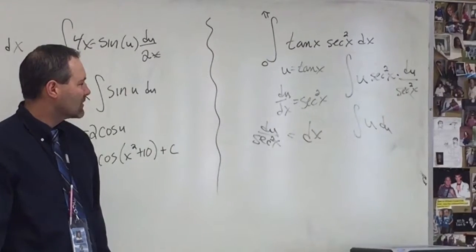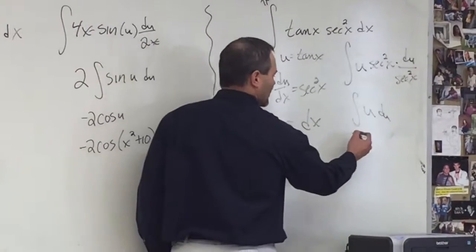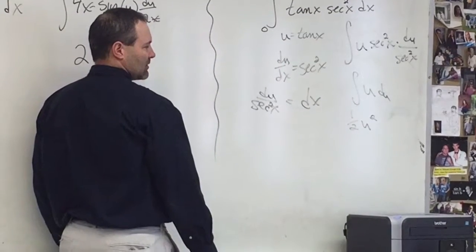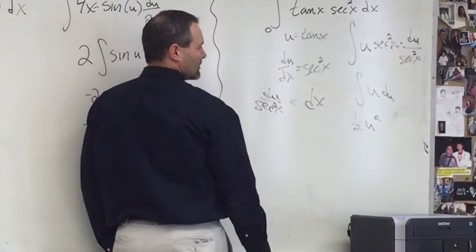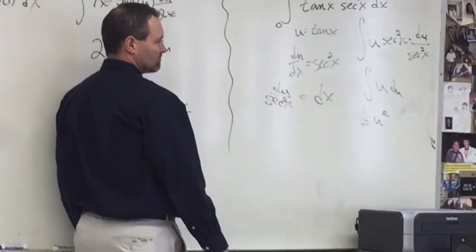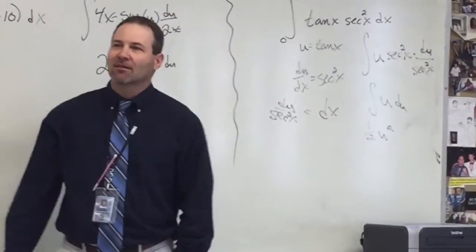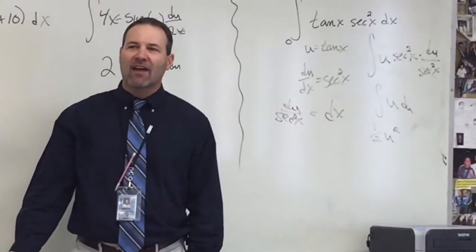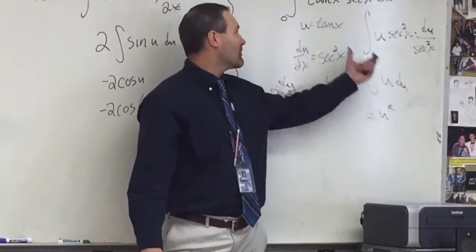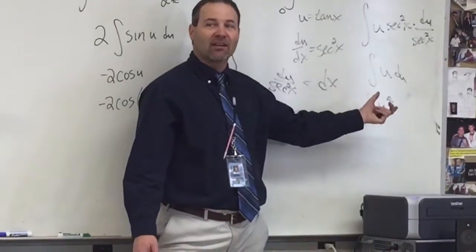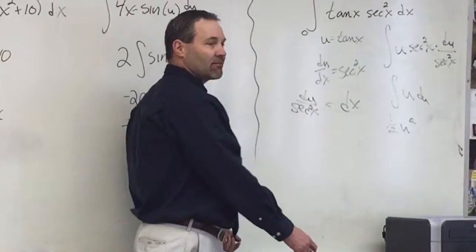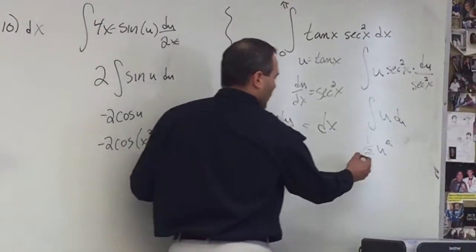So the antiderivative of u is 1/2 u squared. Do you see the value in u substitution when we end up with an integral of u? That's a whole lot better than that, right? So our objective is to rewrite the integral in terms that we know the antiderivative. So 1/2 u squared.